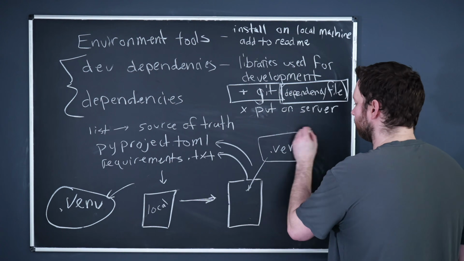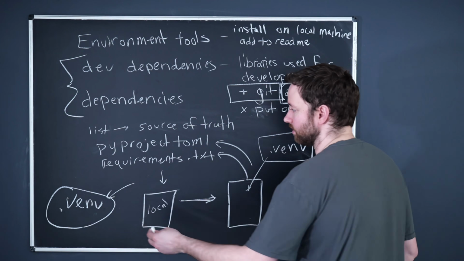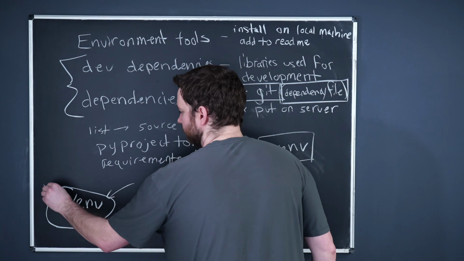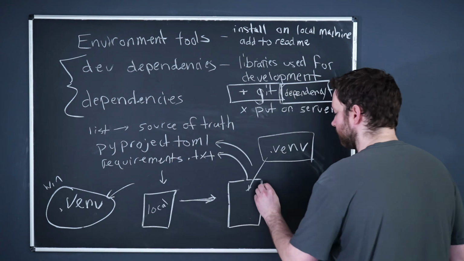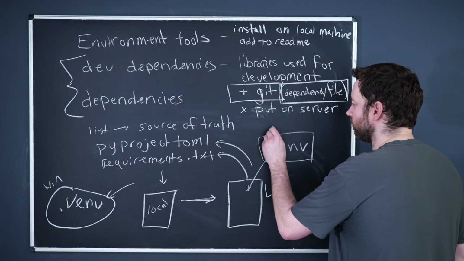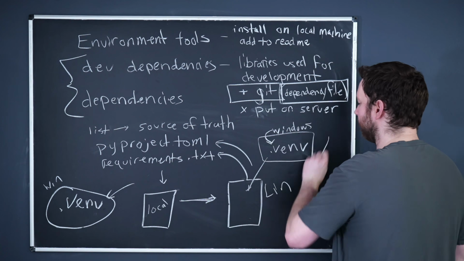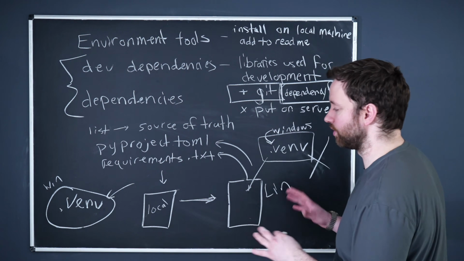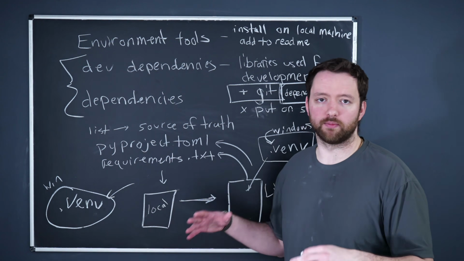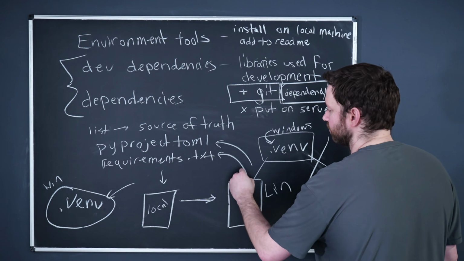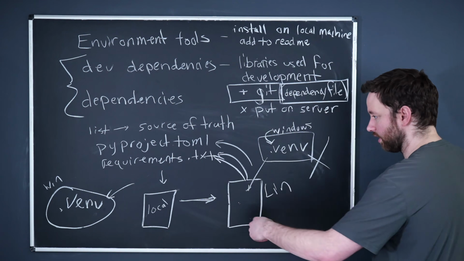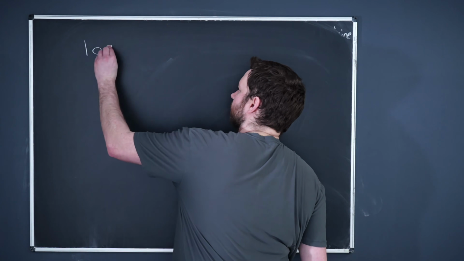That could be a problem if you are on different operating systems. So let's say you're on Windows here and you're on Linux here, but our virtual environment has Windows packages. That's bad. So that's why I would just try not to put it in the production environment at all. So let the destination retrieve the files itself. Now let's talk about lock files.